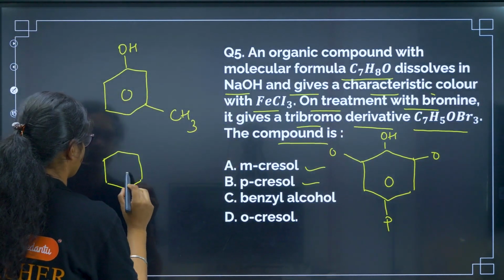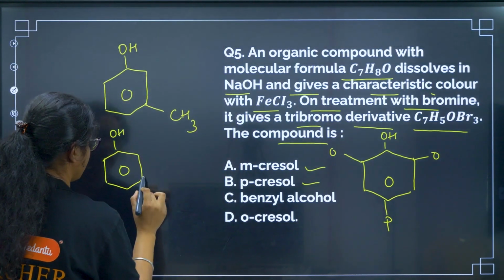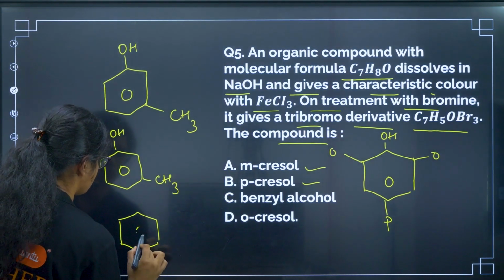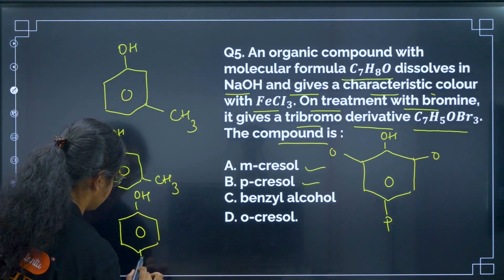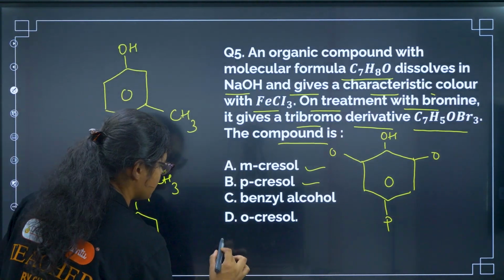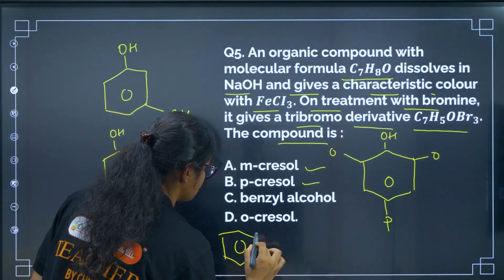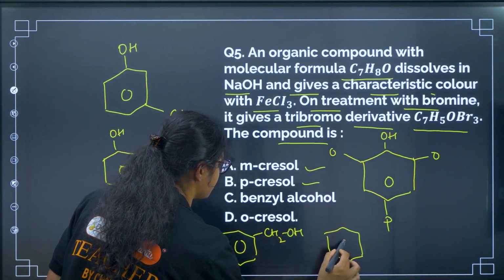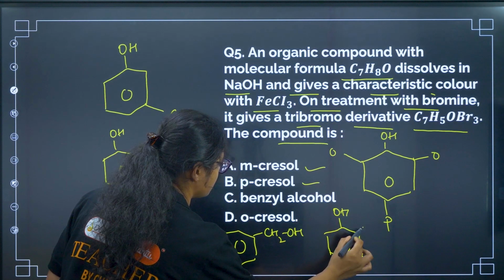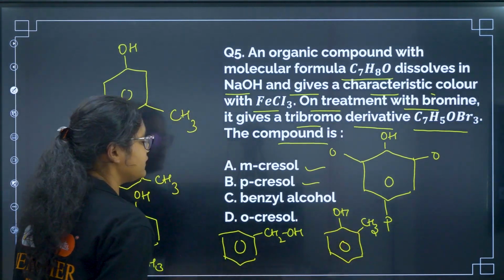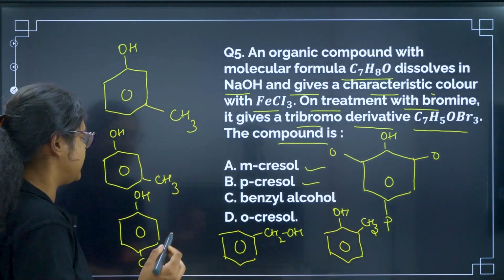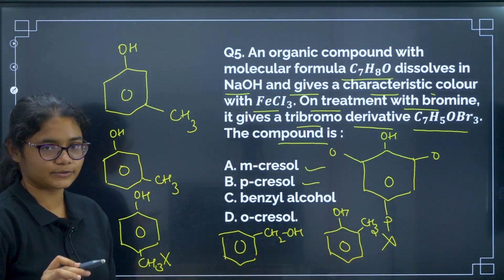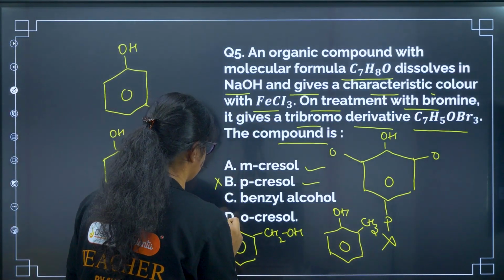Option A is this one, okay? Then we have para cresol, OH and then CH3. Then benzyl alcohol is there, CH2OH, and then we have orthocresol, right? Now, if the tribromo derivative is forming, there cannot be a CH3 group in the para and ortho positions, okay? So in that case, you can eliminate these options.